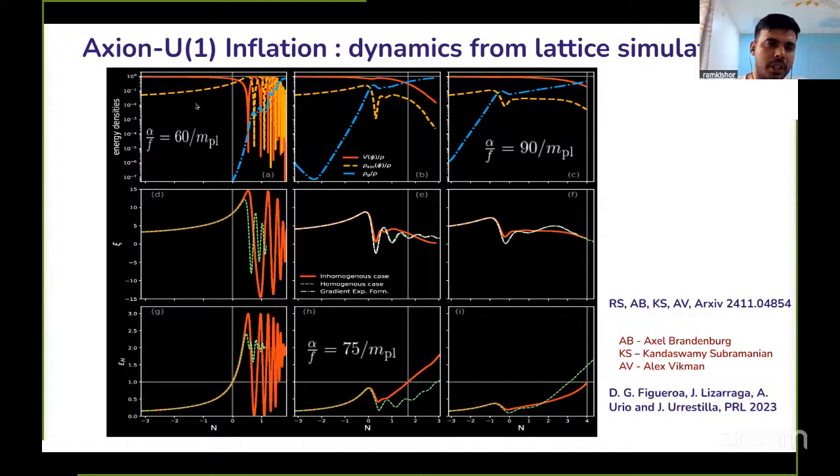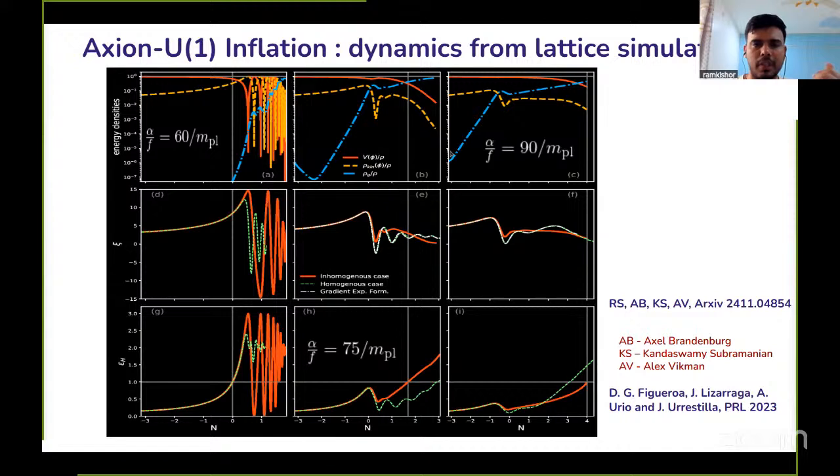What I'm showing in panel A is the energy density. The red curve is the potential energy density, the dashed yellow curve is the kinetic energy density of the axion, and the blue curve is the electromagnetic energy density. In this case, the end of inflation is the usual one, when the kinetic energy becomes roughly equivalent to the potential energy of the axion field. The gauge field is also amplifying, but its back reaction will only be important in the later stage after inflation.